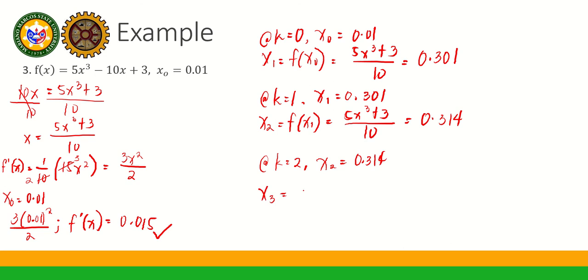Computing for x sub 3, we have f of x sub 2, that is 5x cubed plus 3 all over 10. If we plug x sub 2 dito sa function natin, we will get 0.315. So we stop there kasi yung interval na niya is maliit na. So that is how you solve a system of nonlinear equation using the fixed point iteration method.